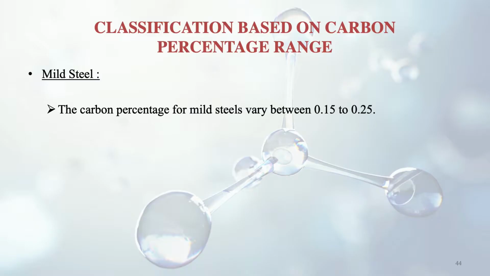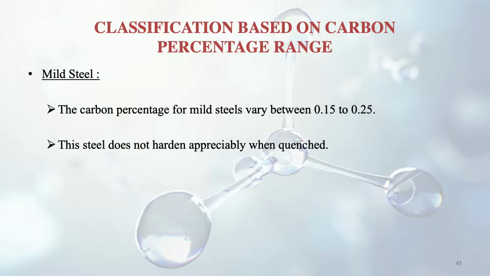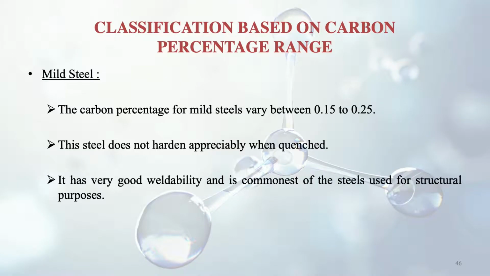Then the second one is mild steel according to the carbon percentage, and here the range of carbon is from 0.15 to 0.25%, and this steel does not harden appreciably when quenched. When quenching takes place, it will not harden. What is quenching actually? This steel is put into very cold water suddenly, and that process is known as quenching. And mild steel has very good weldability. So the welding process can take place very easily in the case of mild steel, and that's why it is the commonest of the steels used for structural purposes.